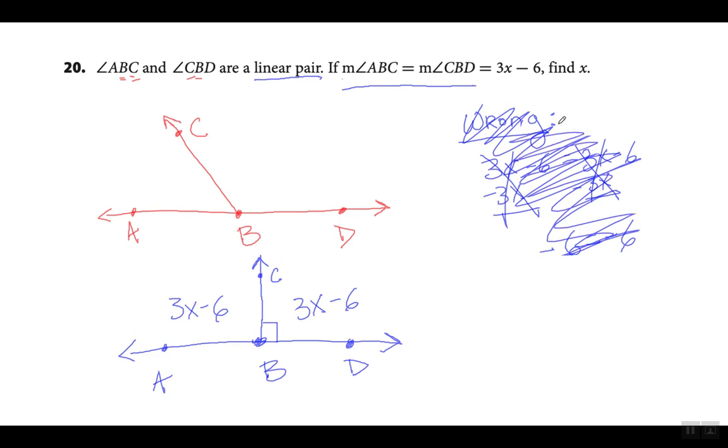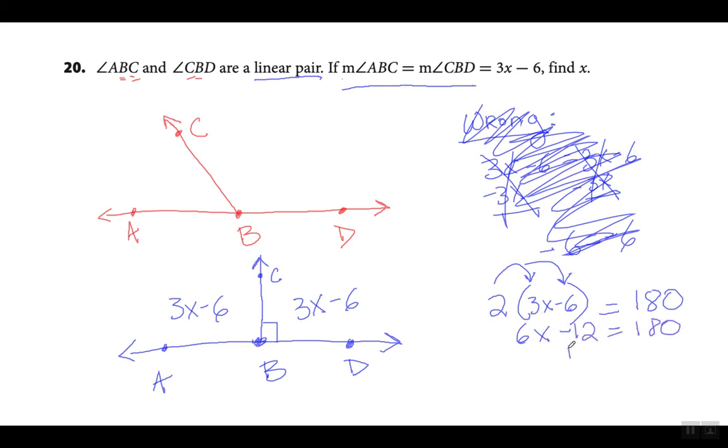Okay, the correct way to set it up is like this. This one plus this one has to equal 180 degrees. So you could either write 3x minus 6 plus 3x minus 6, or write it the faster way, which is 2 times (3x minus 6) has to equal 180. Now I'm going to do the distributive property. Alright, so I'm going to distribute, and I'm going to get 6x minus 12 equals 180.